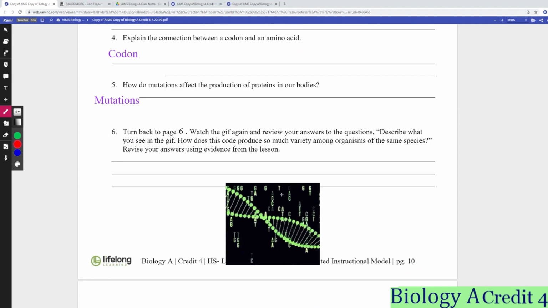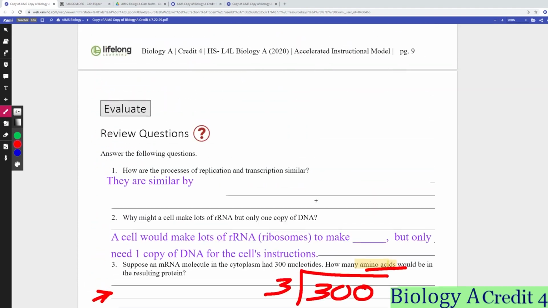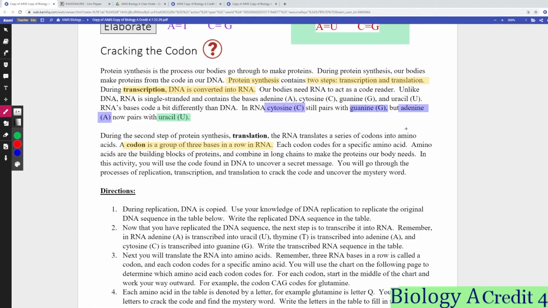And then, of course, number 6, you guys can totally answer that one on your own. It's just a review of this GIF using our newfound information about matching information with our DNA, transcribing it, translating it, and creating proteins.